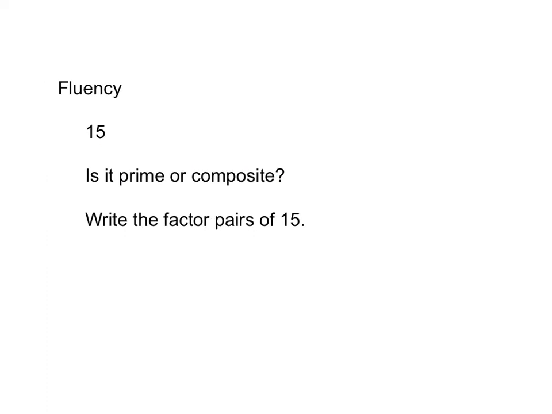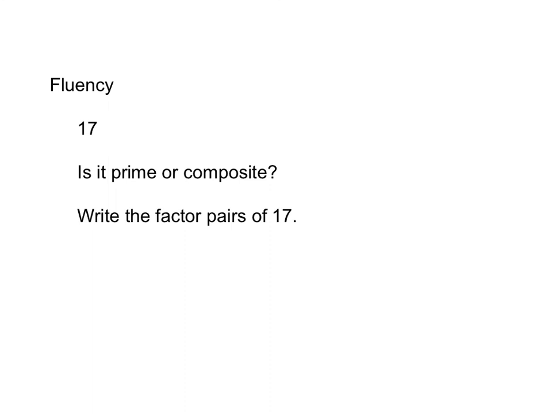15, prime or composite? Well, we know 1 and 15, so that would make it prime, but there happen to be more factors, right? Because it ends in 5, we know that 5 is also a factor. So we know that it's got to be composite, and we know that 1 and 15 are one of the pairs, and we know that 3 and 5 are also factors of 15.